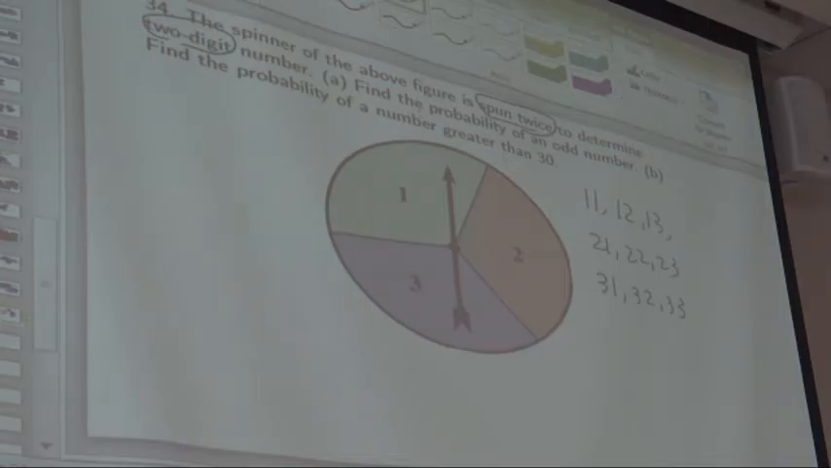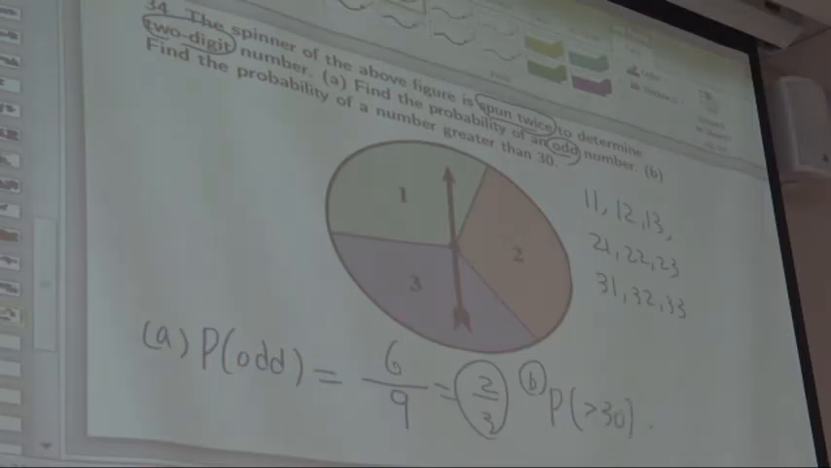And we're going to find the probability of getting an odd number. So the probability of an odd number is, the total is 9. Now how many odd are there? 11, 1, 2, 3, 4, 5, 6. We have 6 of them. And part B, the probability of greater than 30, which is 31, 32, 33. So we have 3 over 9, which is 1/3. So for this case, listing the numbers is easier.